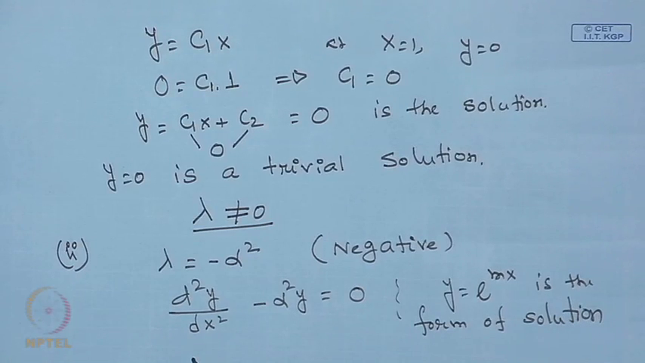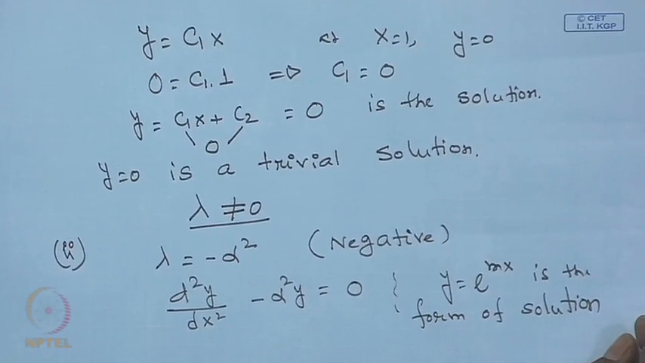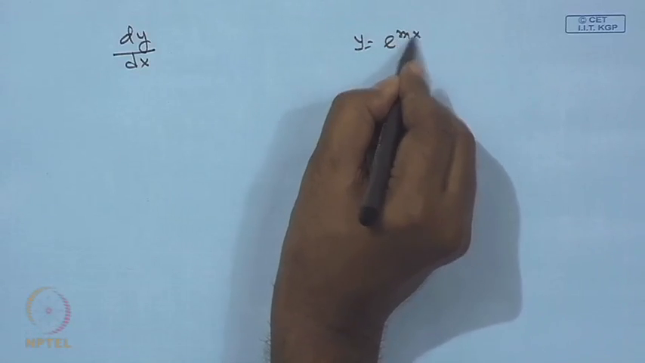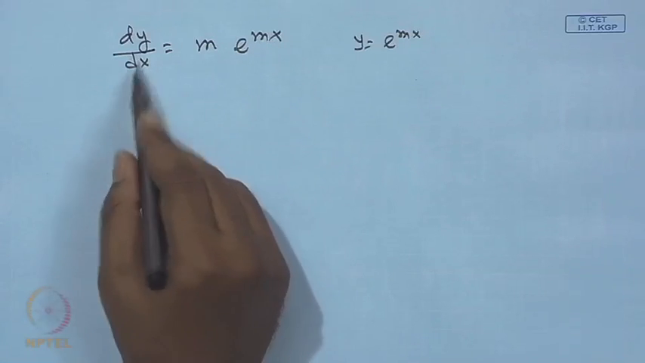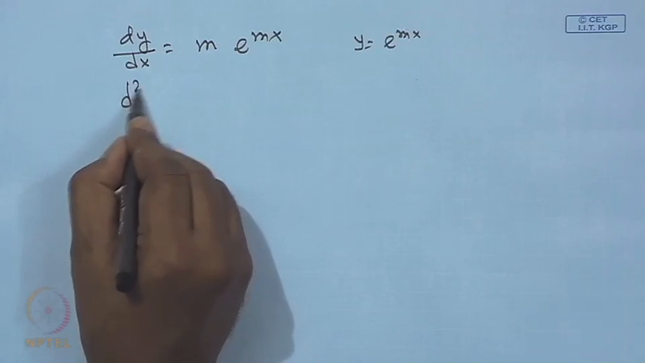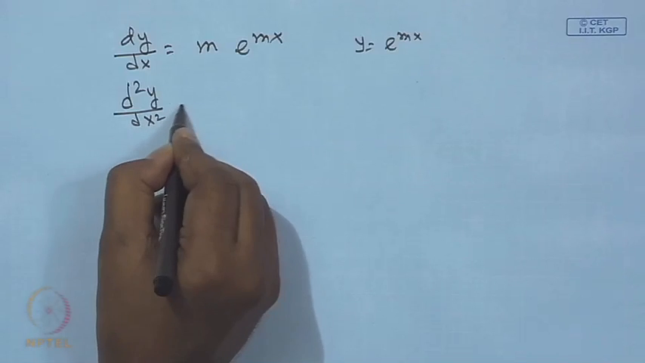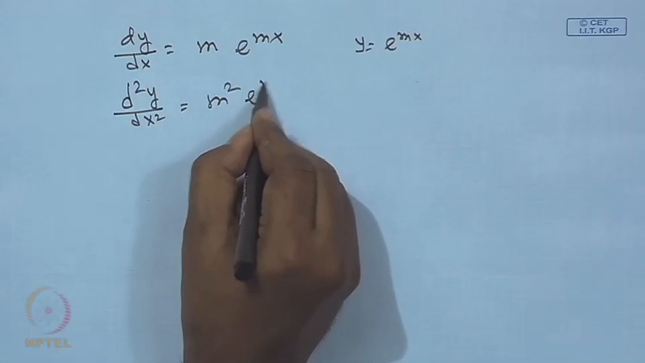So, if we do that, we just put y is equal to e to the power m x, and let us see what we get. You will be getting a polynomial of order 2 in m, and that equation is known as the characteristic equation. If y is e to the power m x, then dy/dx is nothing but m e to the power m x. We differentiate it once more, so d square y dx square is equal to m square e to the power m x.